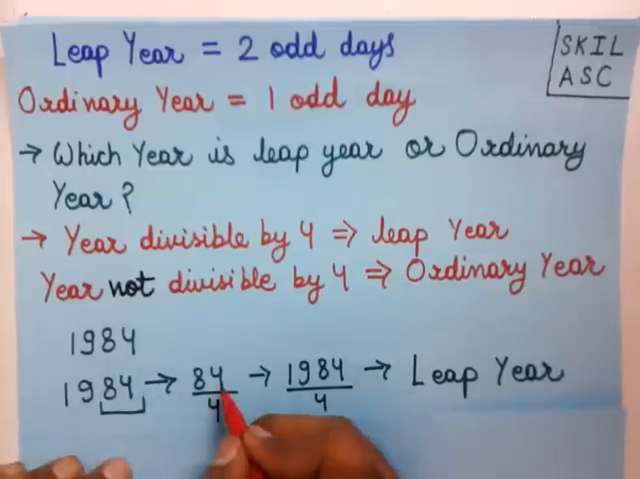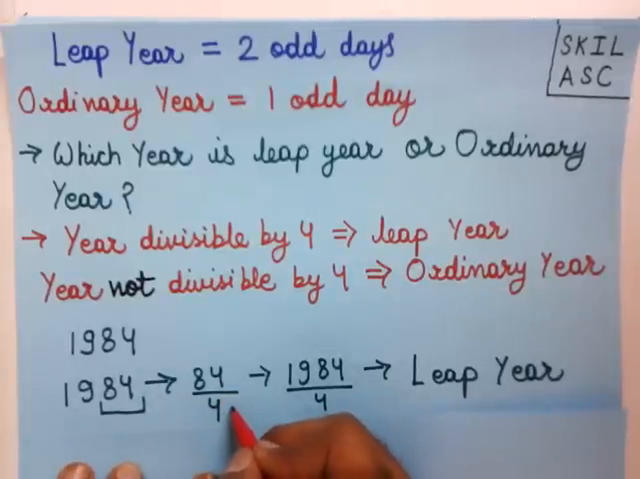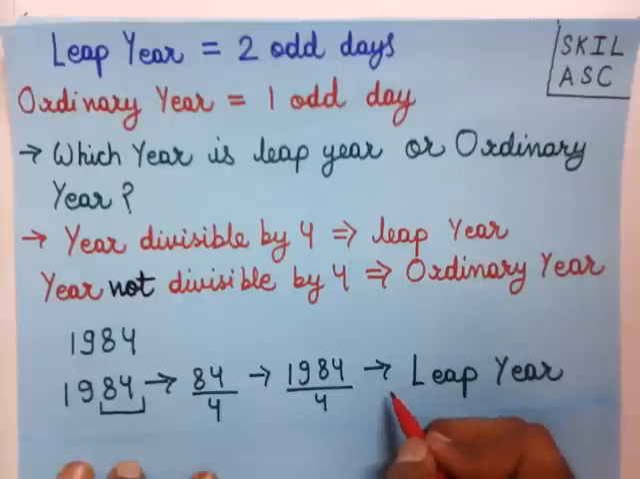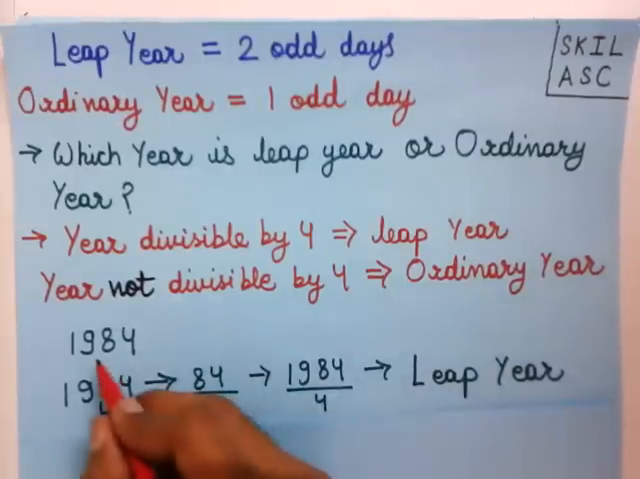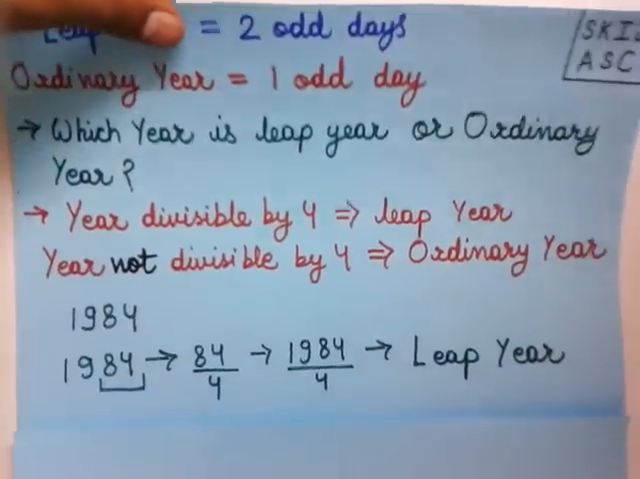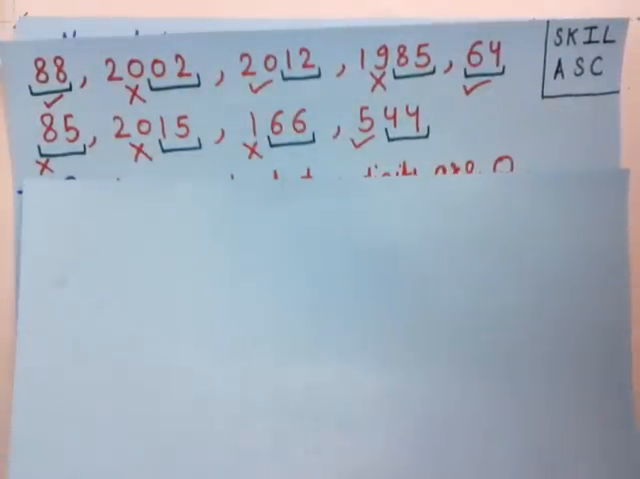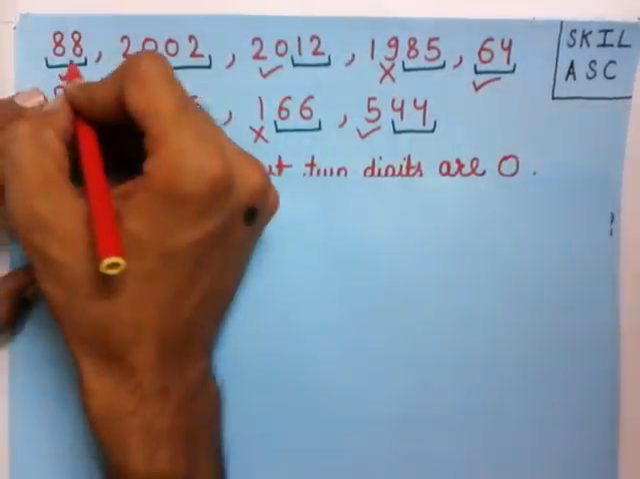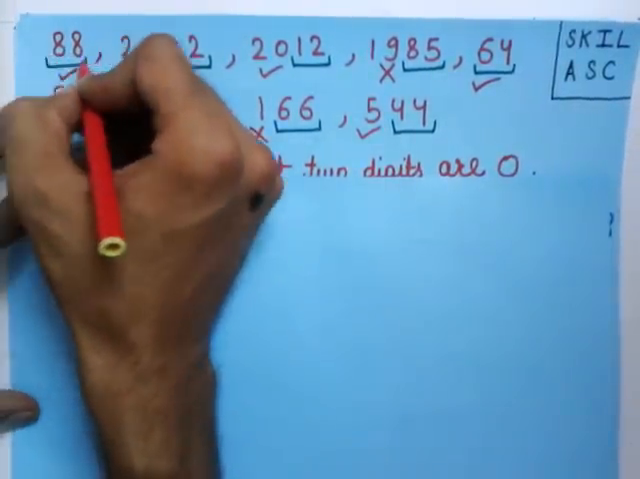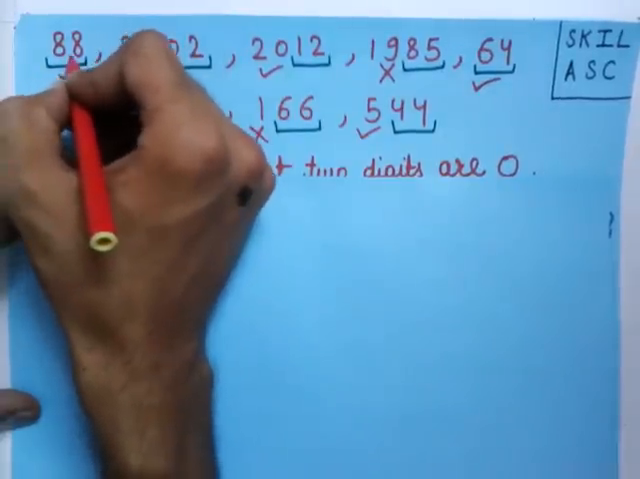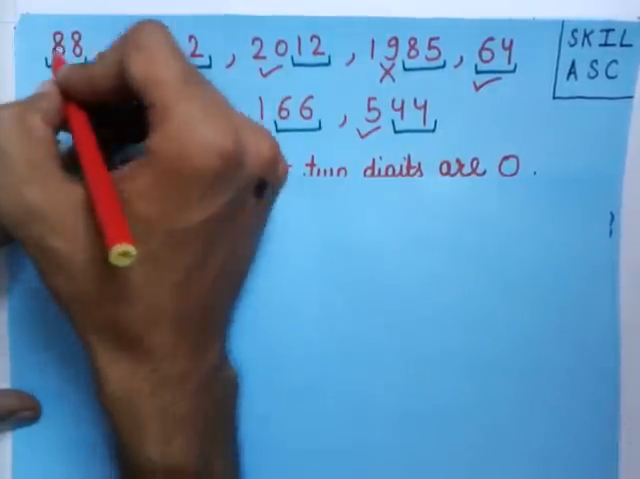In this case, 84 is divisible by 4. It means that 1984 is divisible by 4. So we say this is a leap year. 1984 is a leap year. Now we take a few more examples. So we have the year 88. We divide its last two digits. These are 88 and 8 are last two digits. If we divide it by 4, then it is divisible by 4. So it is a leap year.